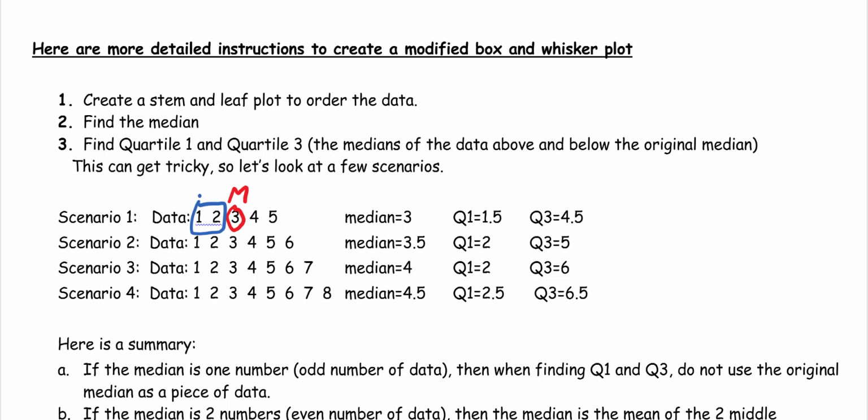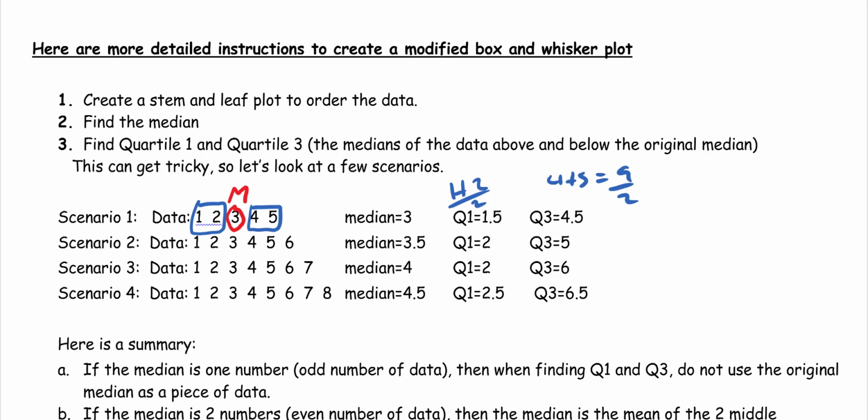Okay, and so if I do that, it's 1 plus 2, so basically 1 plus 2 over 2. So it's 3 over 2, which is 1.5. Okay, and I do the same thing with the 4 and the 5 for the Q3. So that's going to be 4 plus 5 is 9 over 2 is 4.5. Okay? Pretty easy.